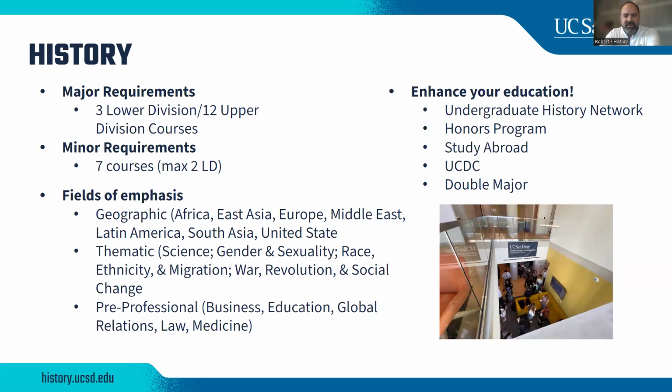And we really strongly encourage study abroad in the Department of History. We also have a program called UCDC, where you can go over to Washington, D.C. and do an internship and also earn academic credit during your internship in Washington. And then also you can double major. A lot of students do double major in history with a variety of different departments, such as sociology, political science, anthropology, and so forth. So there's a quick spiel on the Department of History.